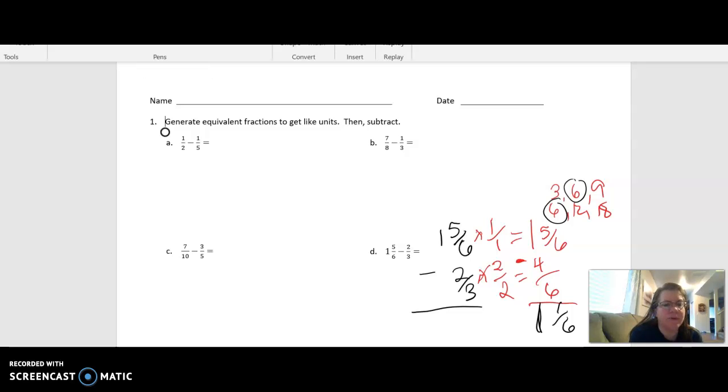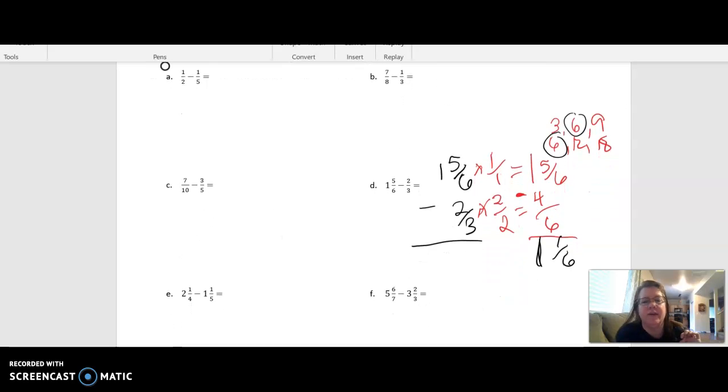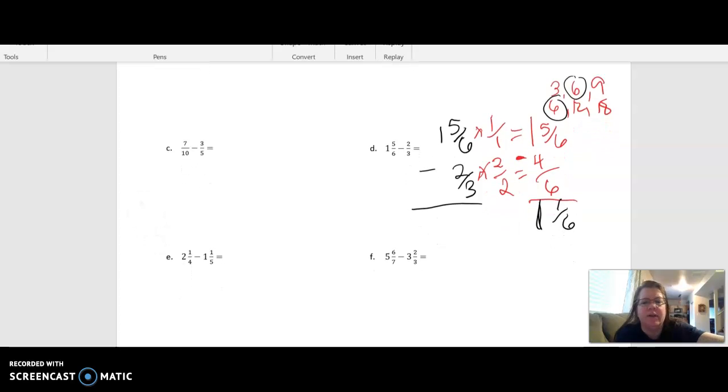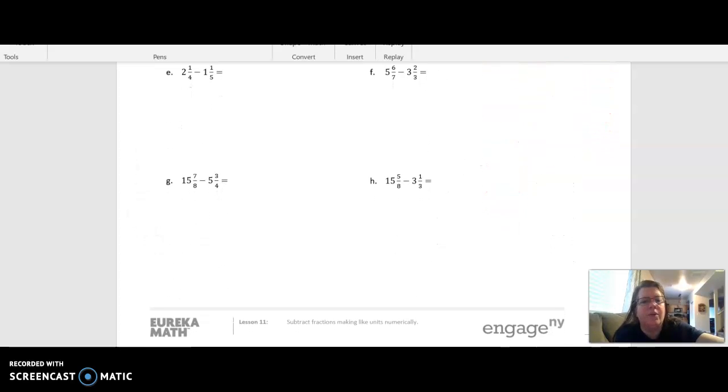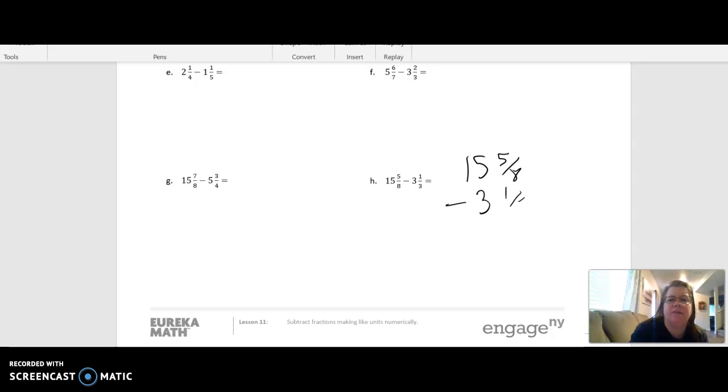So that's what we're doing on this whole page. You can do the regular fractions. I think you're fine with that. Make sure that you've written out problem D. And then we're going to go ahead and look at some word problems because well, actually, we're going to do one other thing first. Let's look at problem H just for a second and remind ourselves what that's going to look like and make sure that we can subtract. Okay, so let's set up problem H really quickly. 15 and 5/8 minus 3 and 1/3.